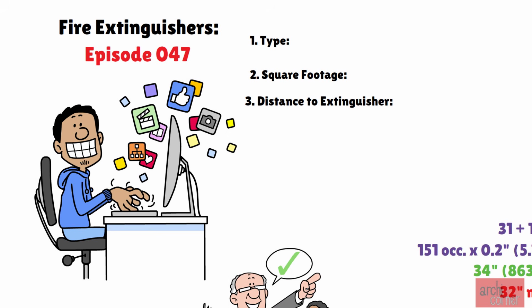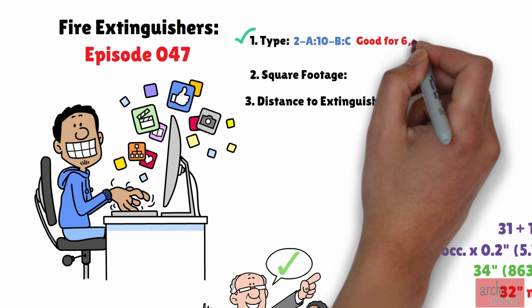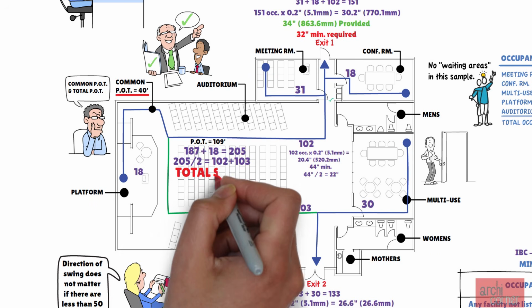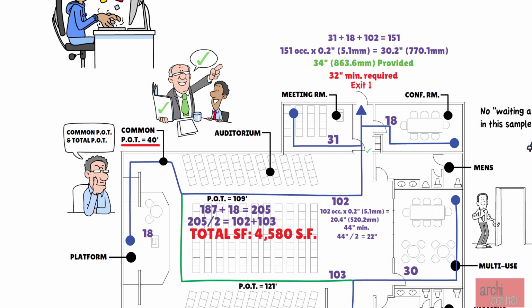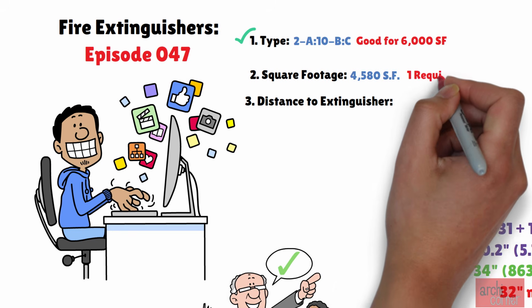Fire extinguishers for Class A, B, and C fires are readily available and the most common extinguishers used in office and assembly type uses. Let's use a 2A 10B C extinguisher. This will address item number 1. If you saw episode 47, you know that a 2A 10B C fire extinguisher is sufficient to cover 6,000 square feet. However, is this sufficient for our building? After measuring the square footage of our building, we found that it is 4,580 square feet. Therefore, we only need one fire extinguisher based on square footage.